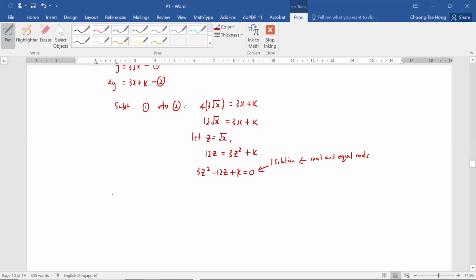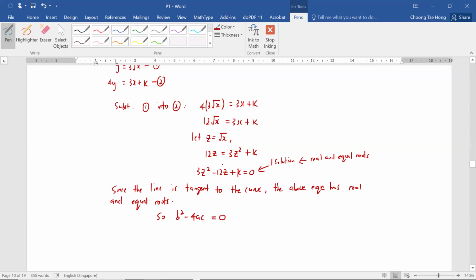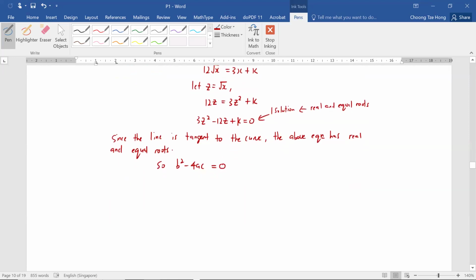So what we can write is, since the line is tangent to the curve, the above equation has real and equal roots. So it has real and equal roots, so b squared minus 4ac is equal to 0. b squared minus 4ac is the discriminant.